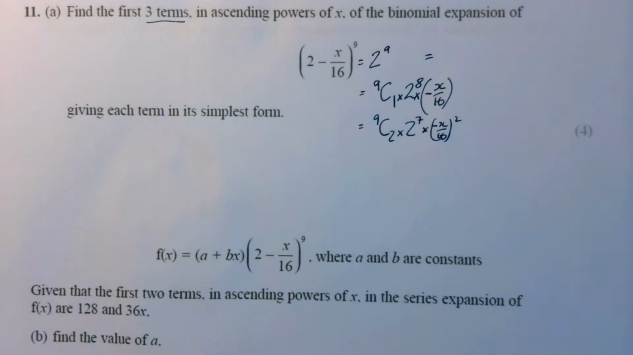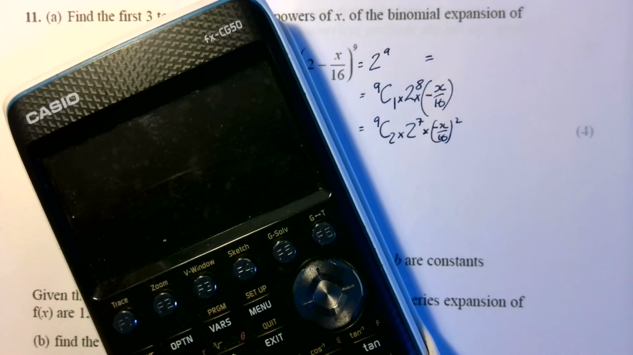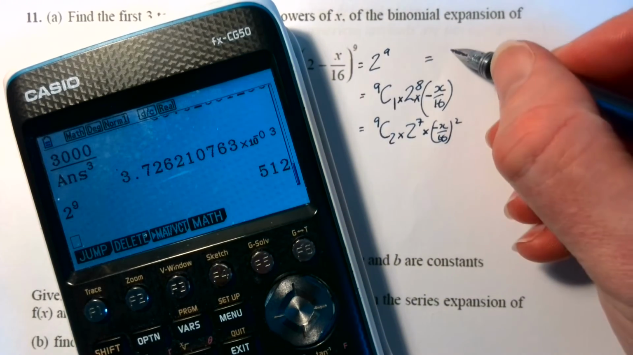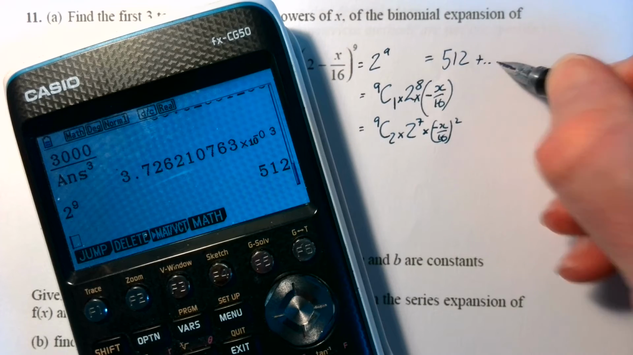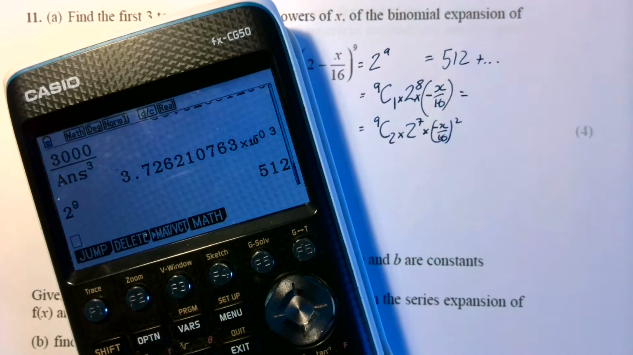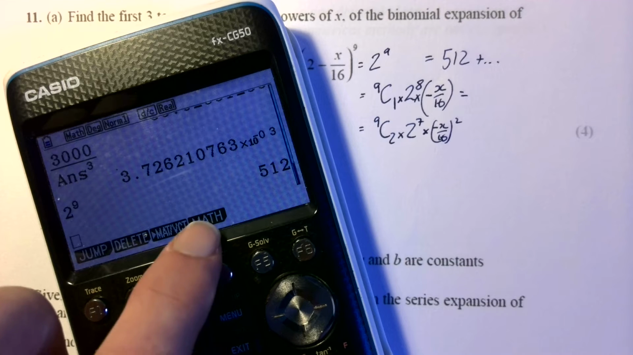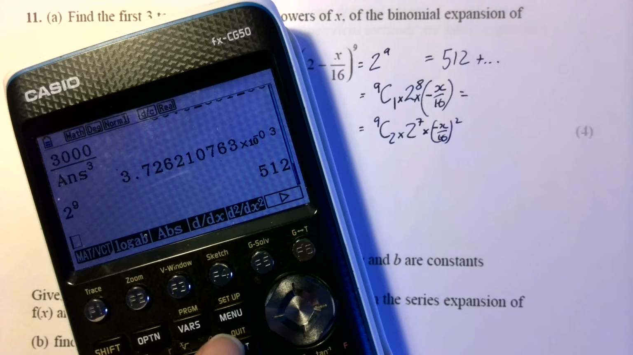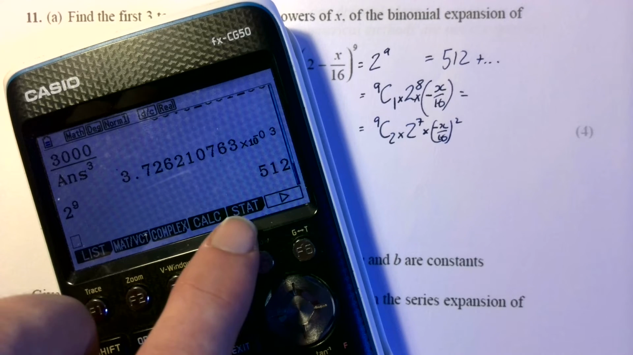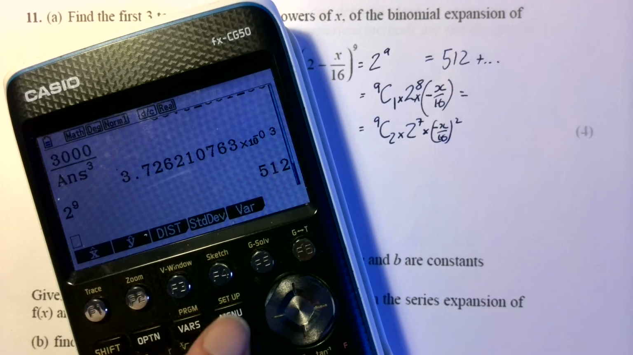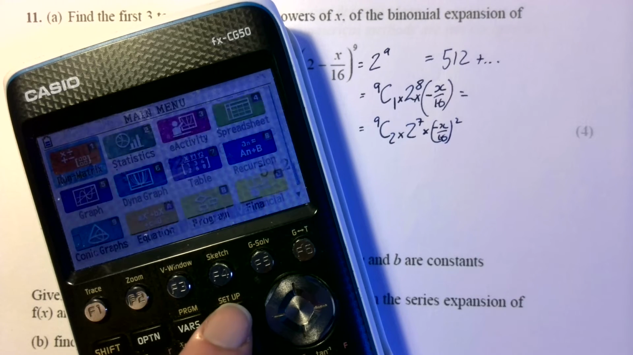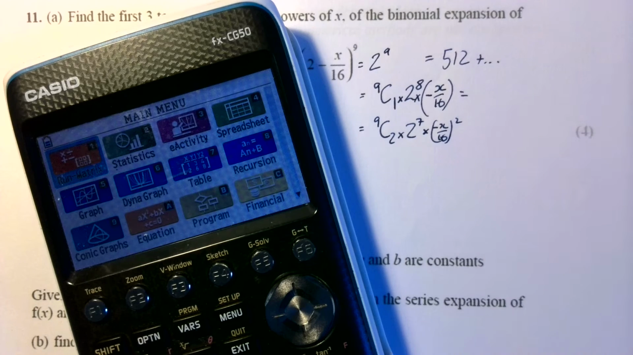So 2 to the power 9, we can chuck that into the calculator and just get 512. And then 9, right, so to get the 9 choose 1, you go maths. No, you don't. Ouch. You go option, statistics. What am I doing? Okay, let's start that again whenever we get confused.